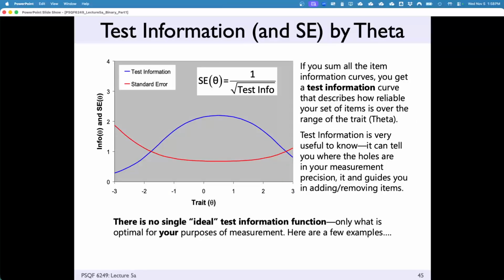But once you have all your item informations, you sum them up and you come up with something called the test information. This is item information right here. Test information is the sum of all the item information, and the shape of this curve tells you where your test is most reliable. If you look at the blue line, it's most reliable somewhere between -1 and 1, something like this. But think of it this way: this is the sum of all those items that we had before, all their information.